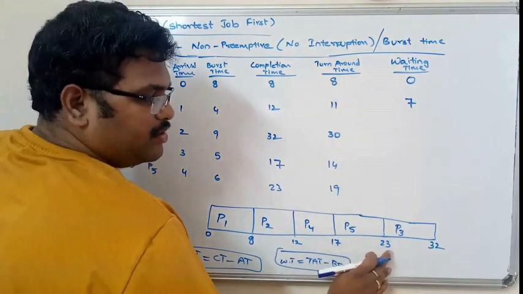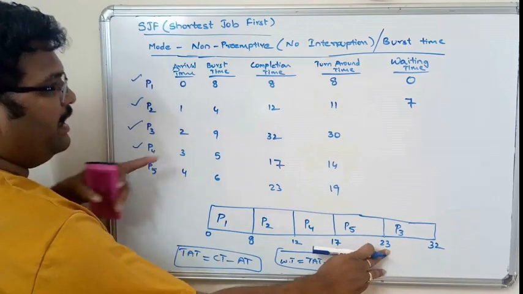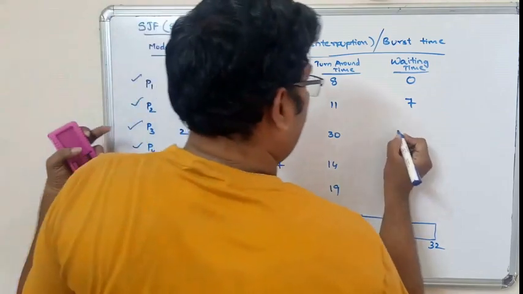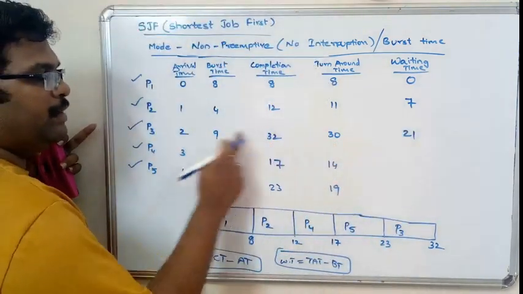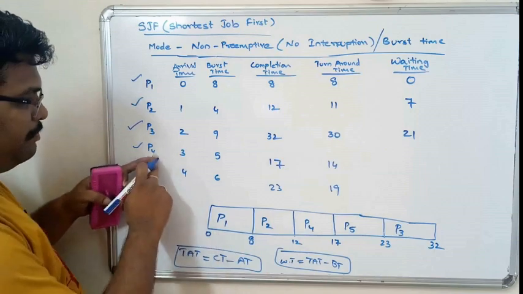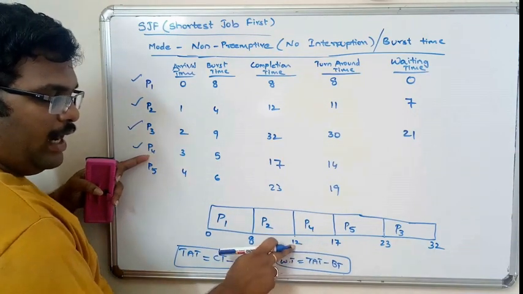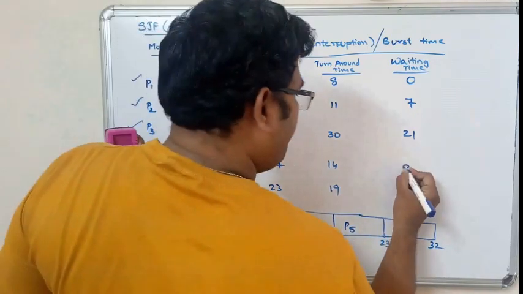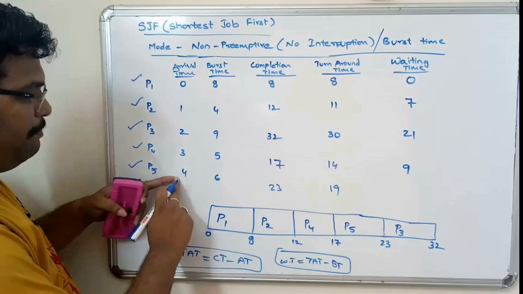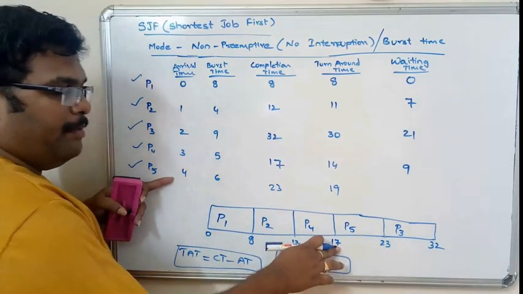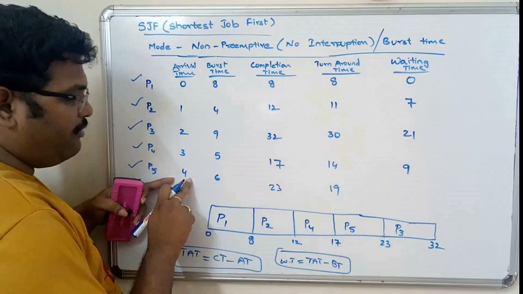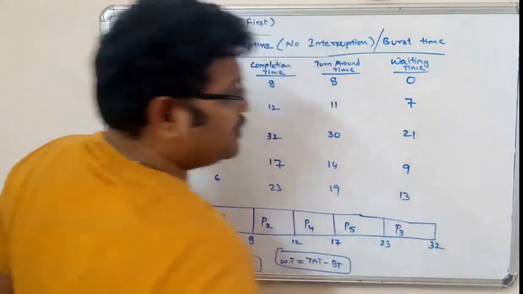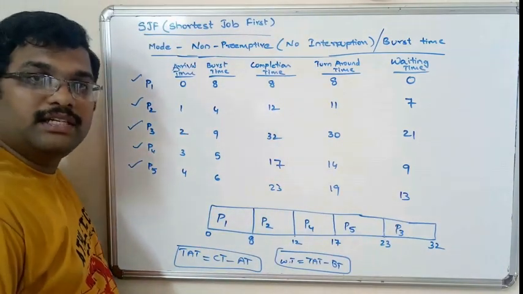Next, P3, allocated the CPU at 23 and arrived at 2, so 23 minus 2, 21. If you apply the formula, 30 minus 9, 21. Next, P4, allocated the CPU at 12, arrived at 3, 12 minus 3, it's 9. 14 minus 5, it's 9. P5, allocated the CPU at 17, arrived at 4, so 17 minus 4, it's 13. Hope you understood this, right?